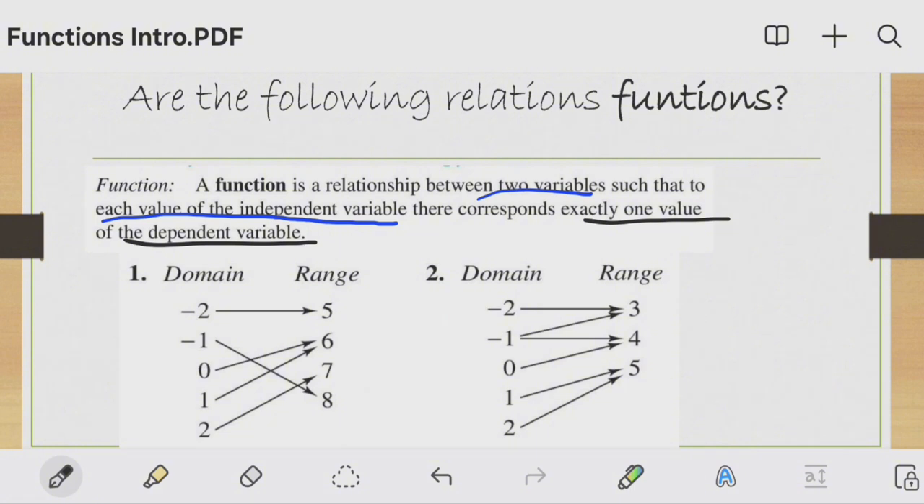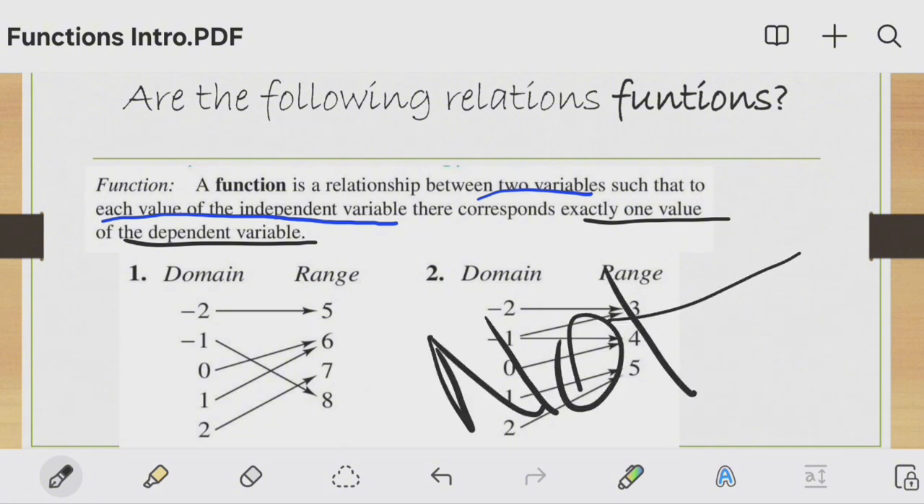But when you look at number 2, the domain here, or the input variable -2, it gave us 3. -1 gave us 3. -1 again gave us 4. So we can see here that the input value does not give us exactly one output value. It gave us 2 different output values. So this one, without even going further, is not a function. So we can say not a function. Definitely.